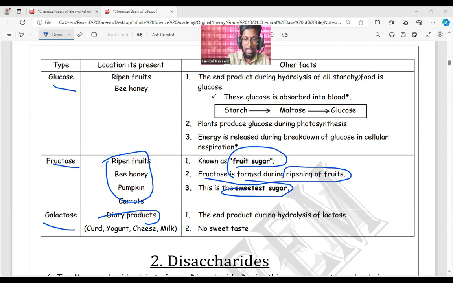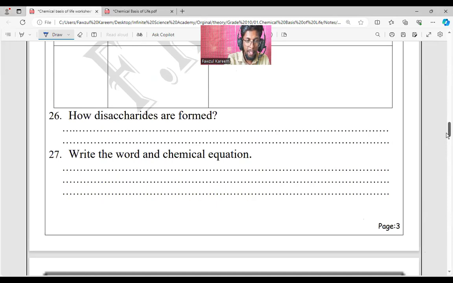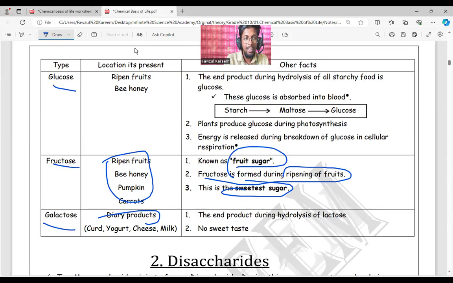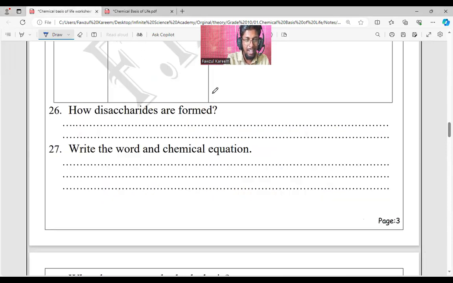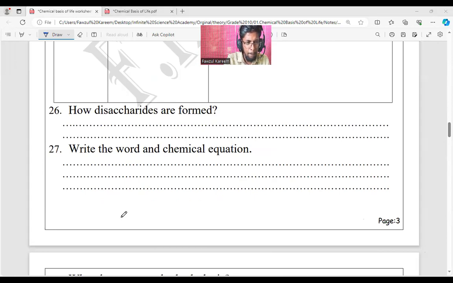So shall I discuss the next question? Rashida Amani, can you say how the disaccharides are formed? Yes, very good. Two monosaccharides join to form a disaccharide. Okay, yes. How are the monosaccharides formed? Can anyone say?